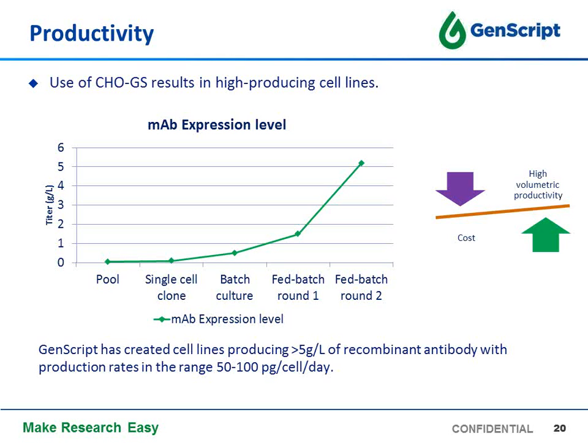So use of the cell line could reliably result in a high-yielding cell line. The maximum expression levels attainable depend on the product itself, but we can create cell lines producing greater than 5 gram per liter recombinant antibody with production rates in the range of 5 to 100 PCD. So you can see here that growing from the pool to the feed batch one, we can already achieve over gram per liter expression. And going into the second round feed batch, we can take it beyond 5 gram per liter expression level.